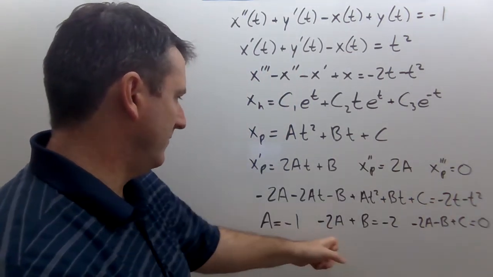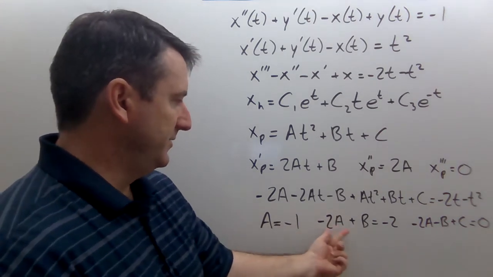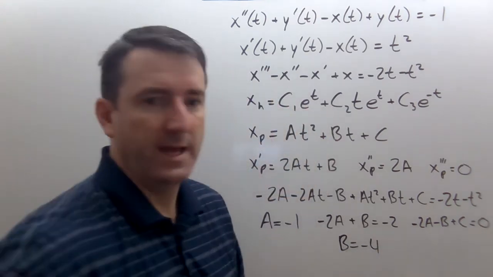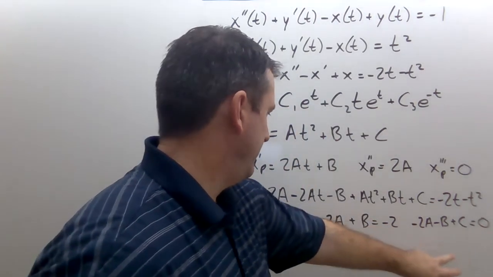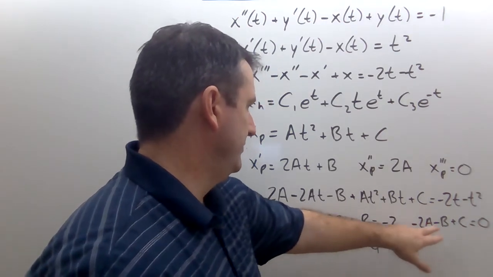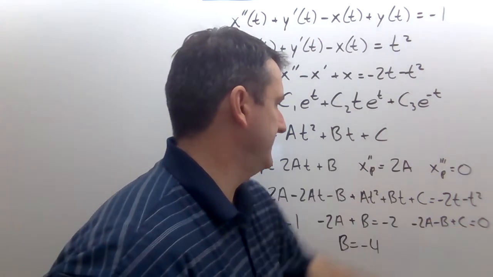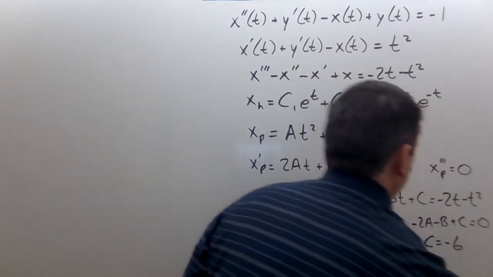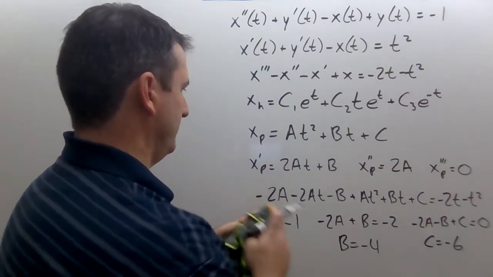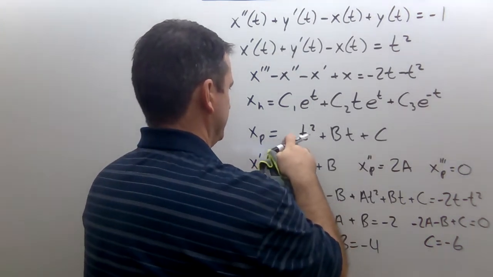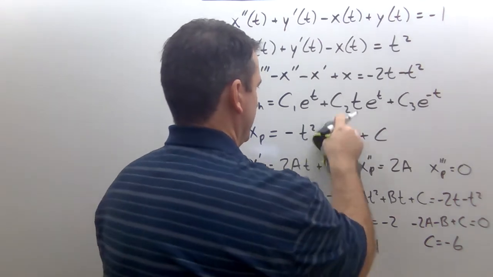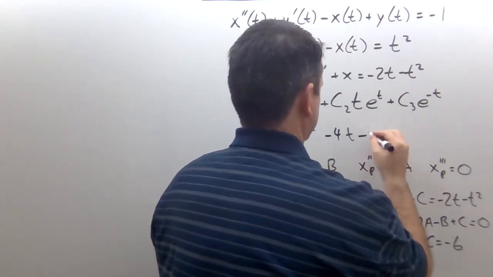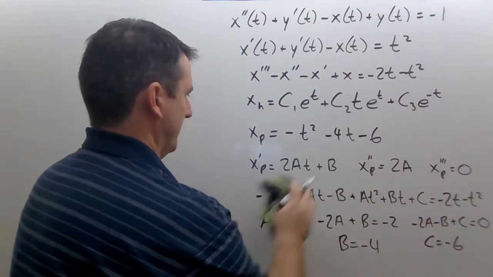Okay, so if a is negative 1, plug in negative 1 here, we get 2 plus b equals negative 2, so b is equal to negative 4. And if we plug in negative 1 and negative 4 here, we get 2 plus 4, so 6 plus c is equal to 0, so c is equal to negative 6. All right, so let's go ahead and put those coefficients in up here. This is going to be negative 1, this will be negative 4, and here we have negative 6.